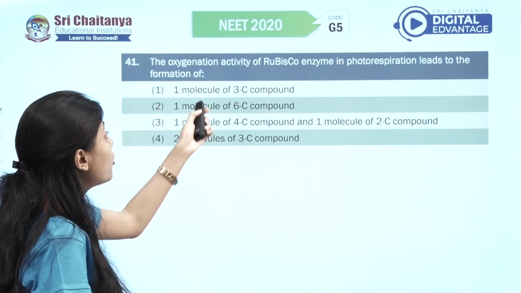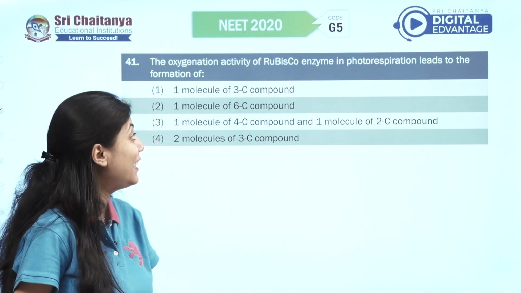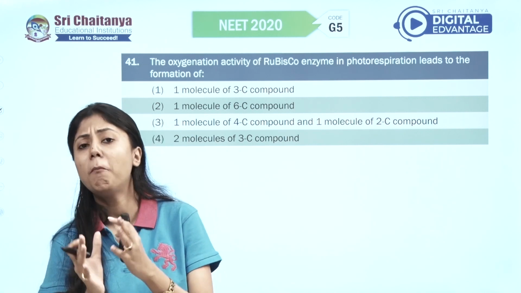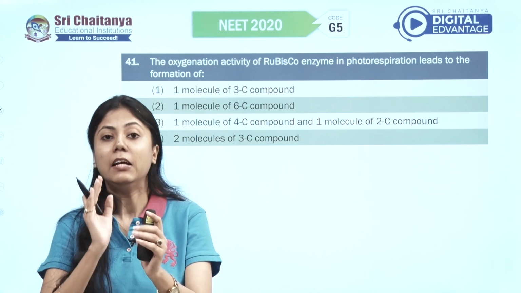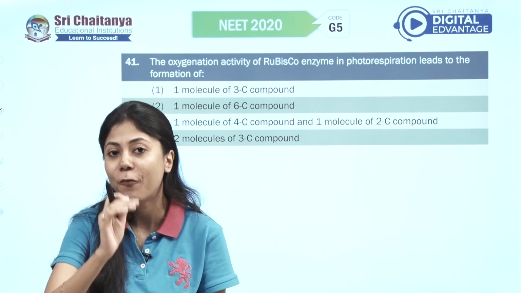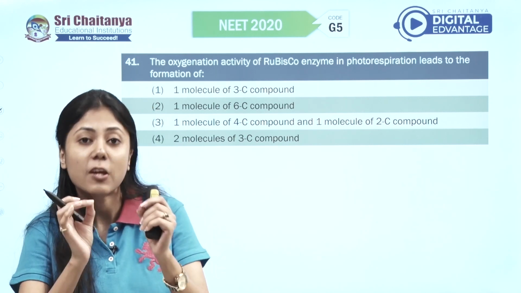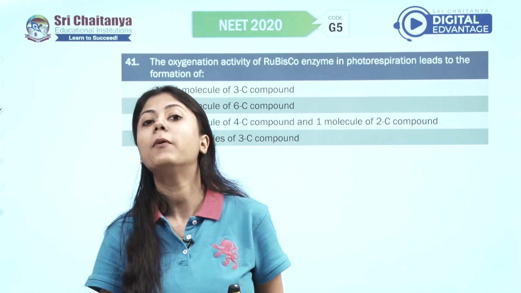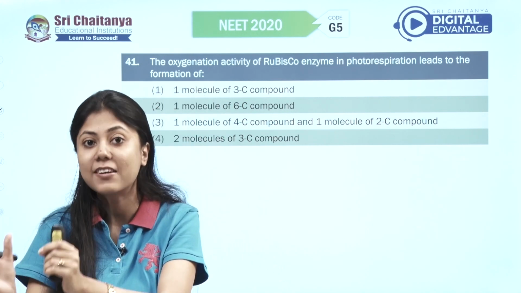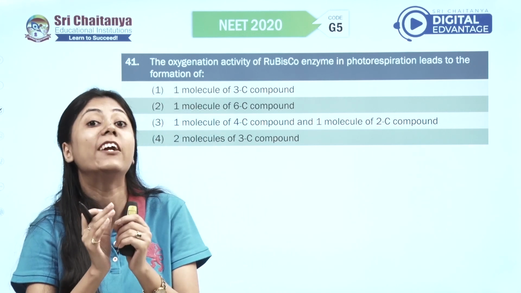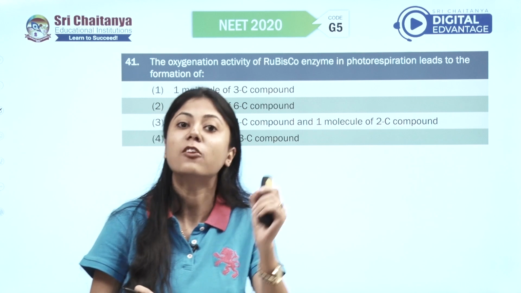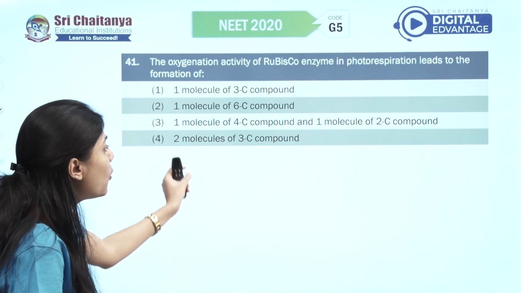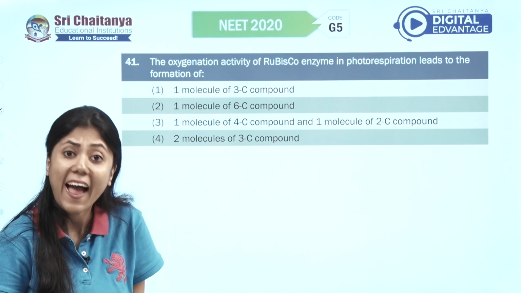Moving on. The oxygenation activity of Rubisco enzyme in photorespiration leads to the formation of. Now, here you might have a confusion. While there is photorespiration going on, in the first step RuBP, which is a 5-carbon compound, in the presence of oxygen and Rubisco forms one 3-carbon compound, that is phosphoglyceric acid, and one molecule of phosphoglycolate, which is a 2-carbon compound. So one is a 3-carbon compound and the other, phosphoglycolate, is a 2-carbon compound. But do you find any option which states a 3-carbon compound and a 2-carbon compound?